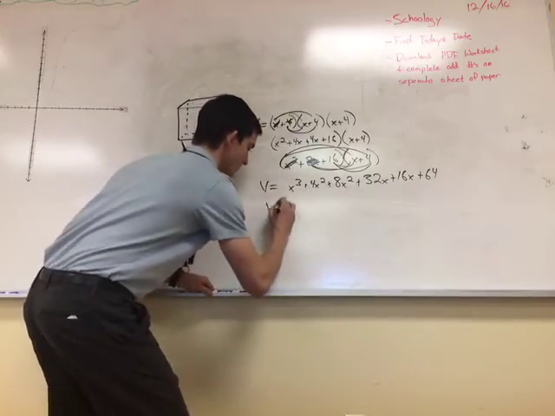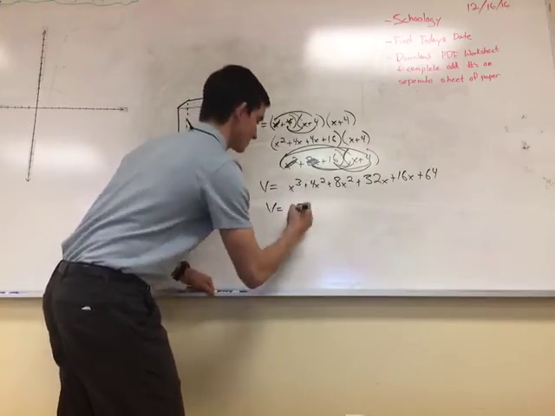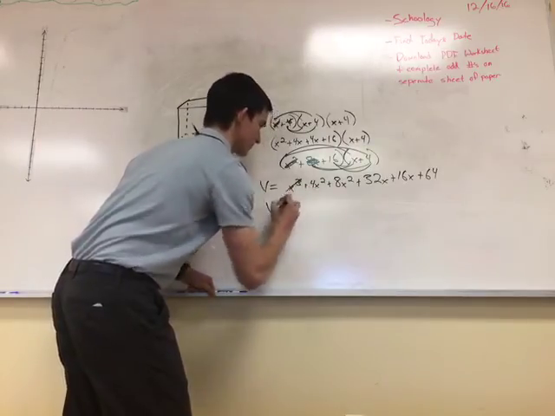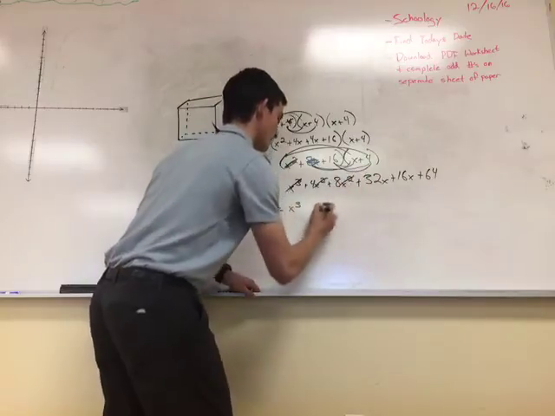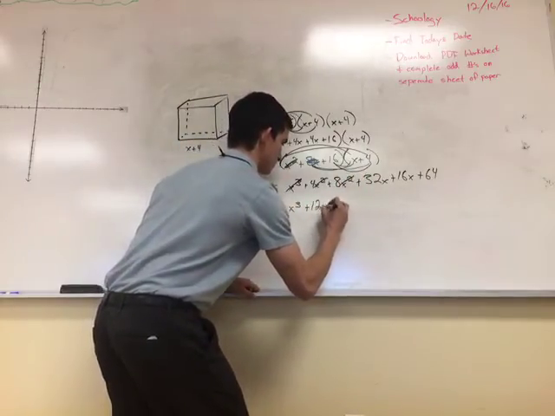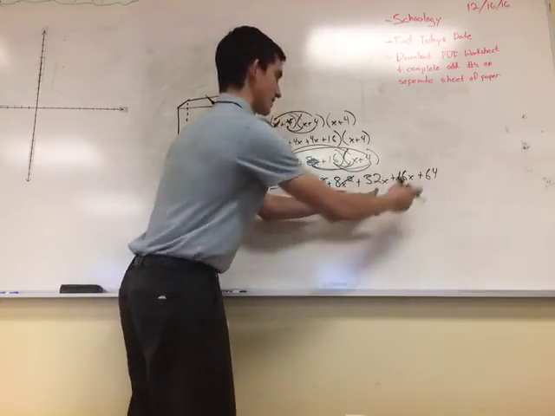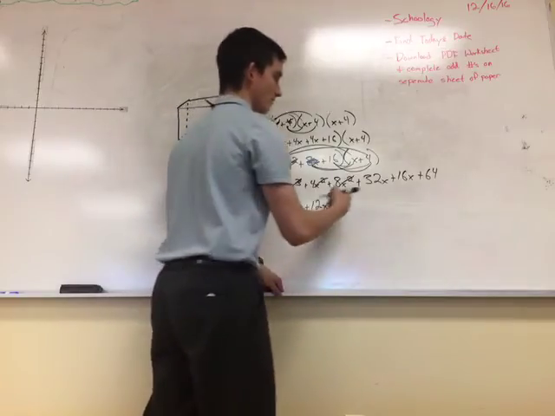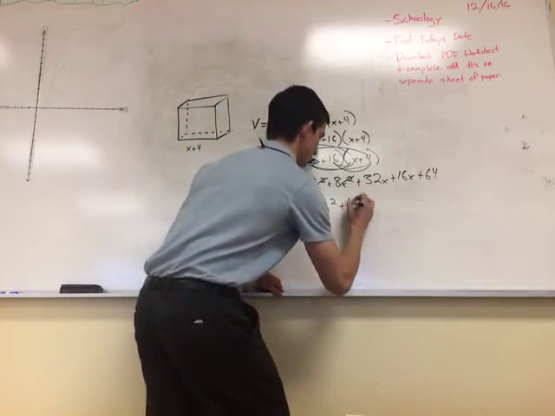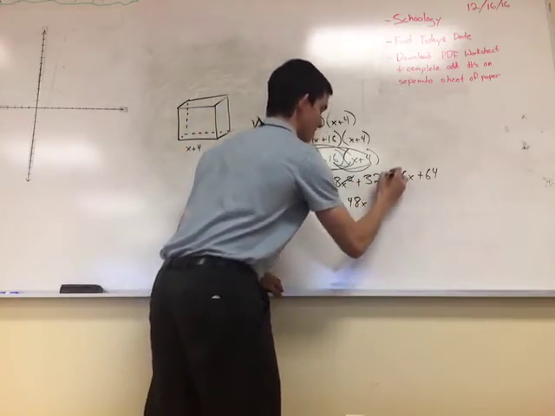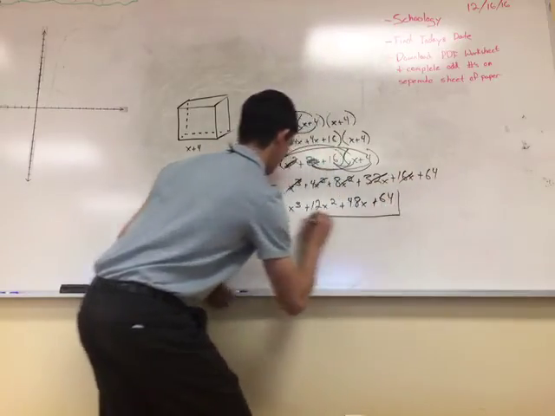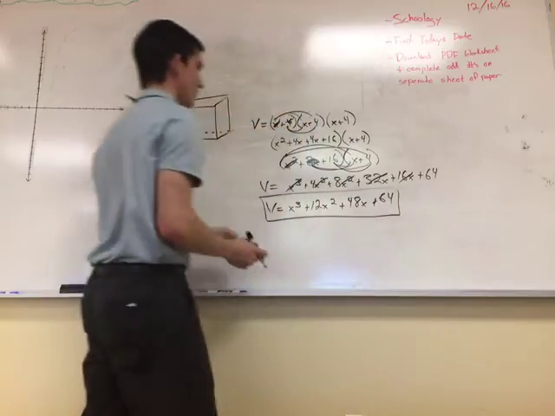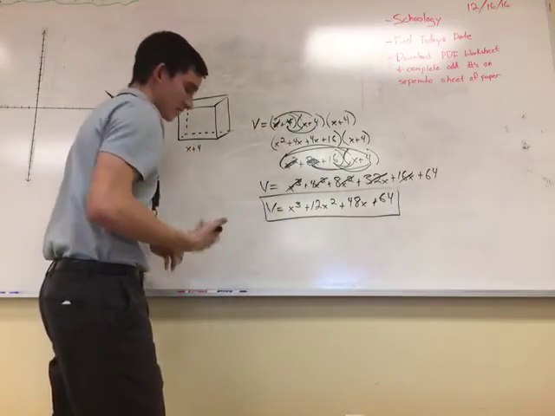And so the volume would be, combining the like terms here, I have 1x cubed. I have x squared, so I have 12x squared. I have 32x and 16x, so I have 48x. And then I have plus 64. And there's my volume.